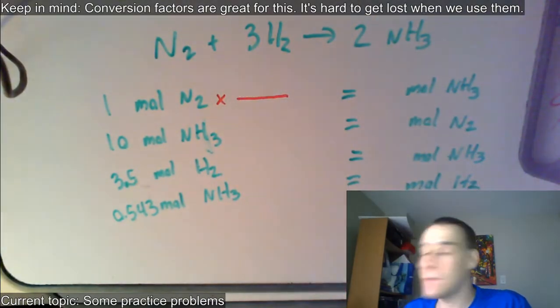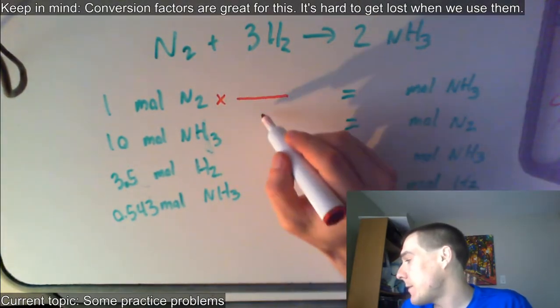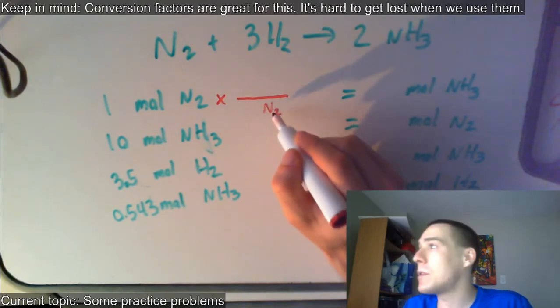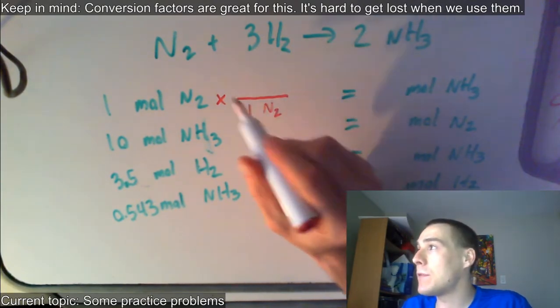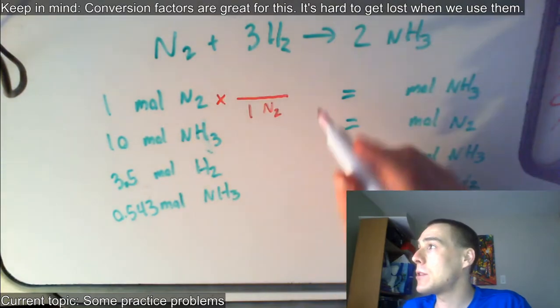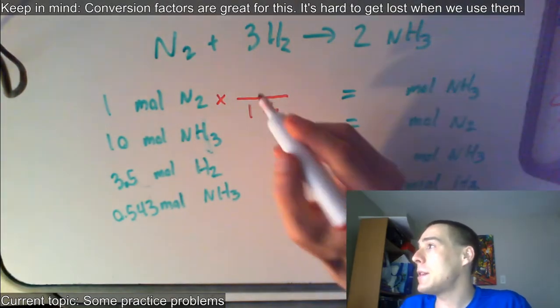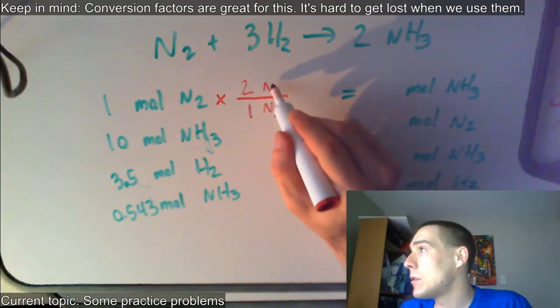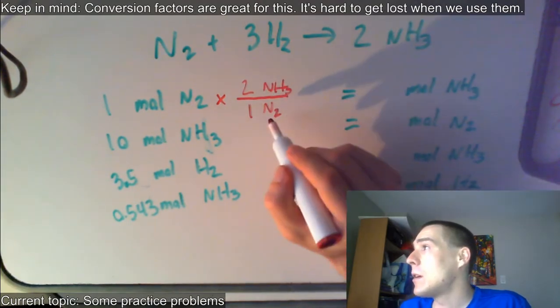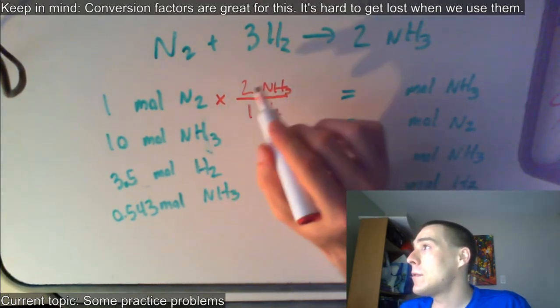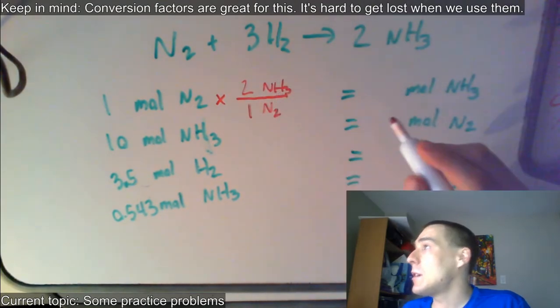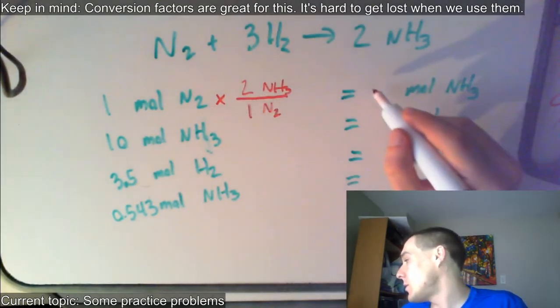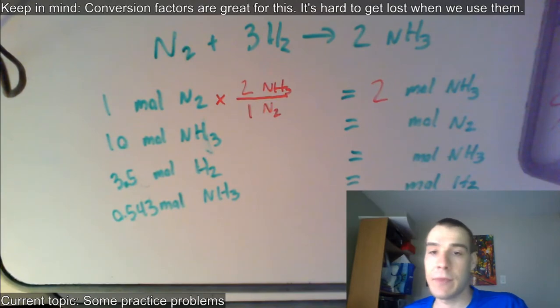We're going to make a conversion factor here. The conversion factor is going to have nitrogen on the bottom, and there's 1 of those in our mole ratio. The top is NH3, which there's 2 of in our mole ratio, 2 NH3. The nitrogen is going to cancel out, leaving the ammonia, and so it's going to be 1 times 2, which is 2. Right, 2 moles of NH3.